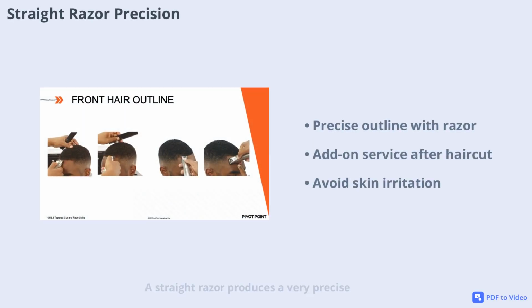A straight razor produces a very precise, explicit outline in stark contrast to super smooth skin. Usually performed after a haircut as an add-on service, improper shaving techniques can irritate skin or cause problems like razor bumps. We'll cover how to use a straight razor safely and effectively for precision outlining.